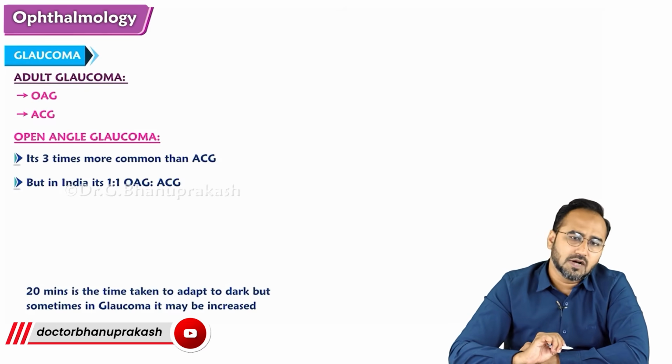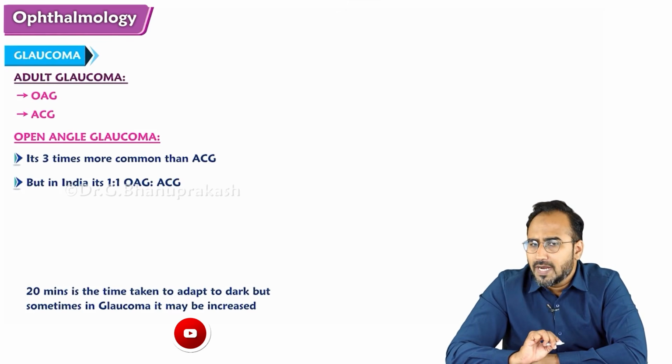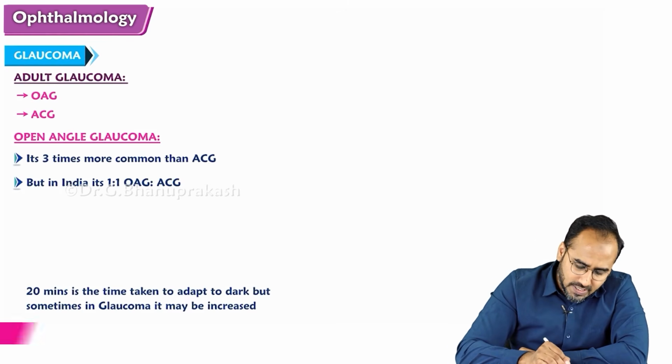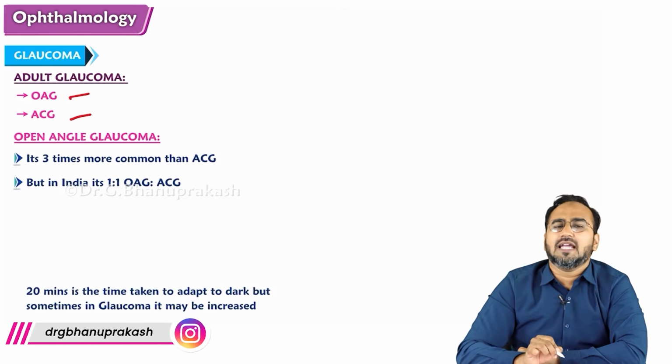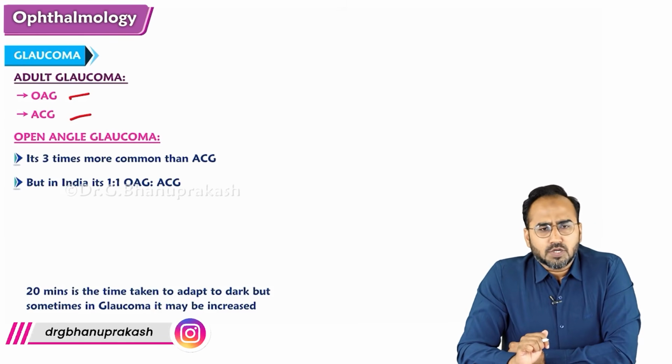Now coming to adult glaucoma. In adult glaucoma, we are again dividing the adult glaucoma into two types. What two types are we dividing, guys? We are dividing into open angle glaucoma and angle closure glaucoma.